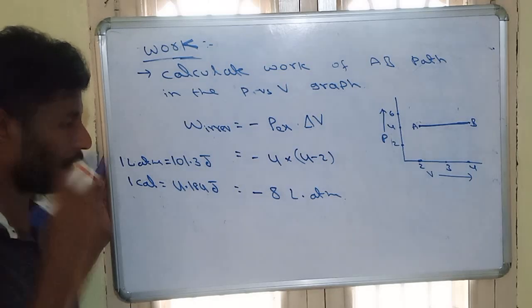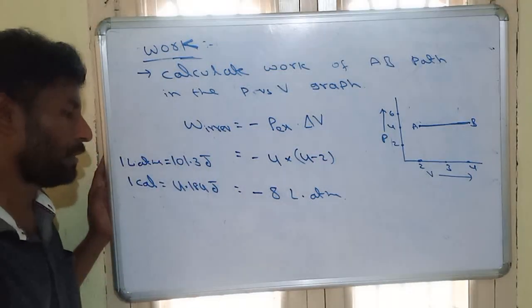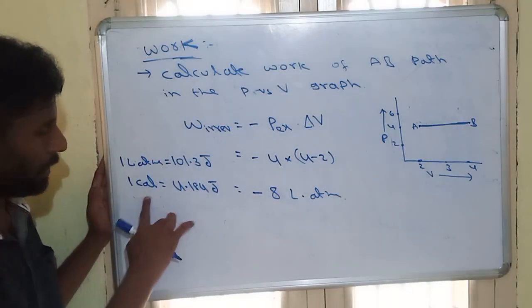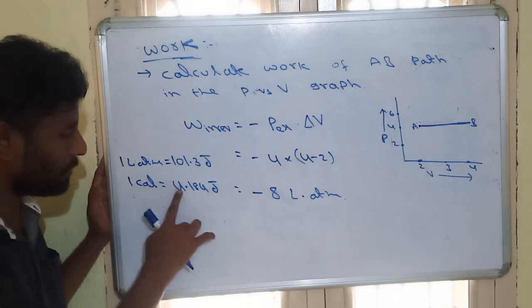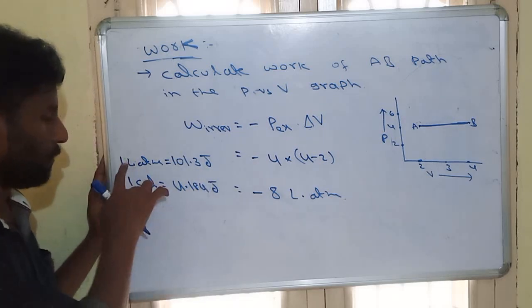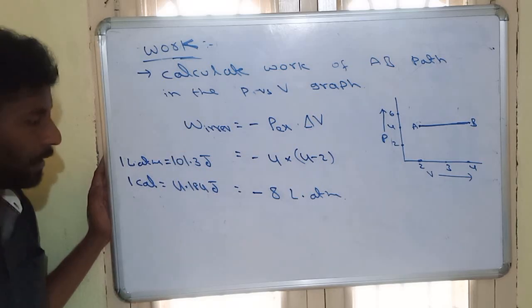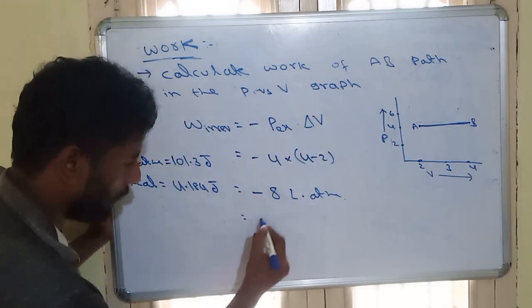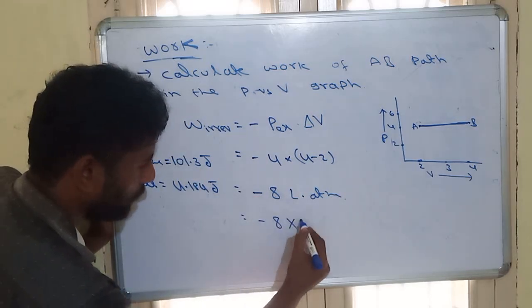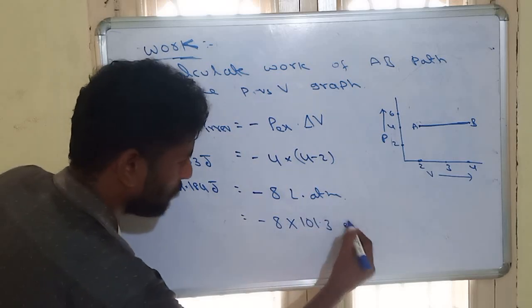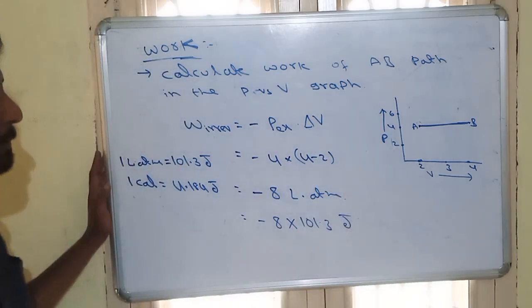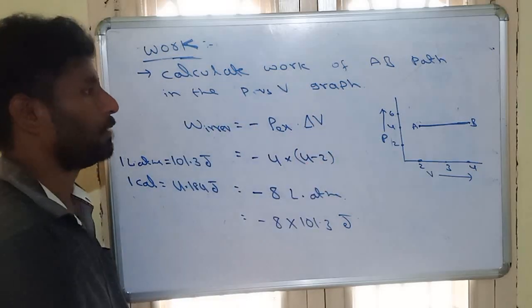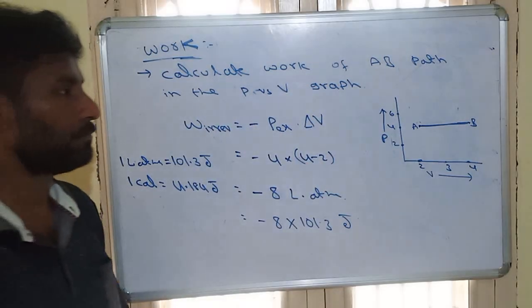So work or heat can be either in the form of joules or calories. Calories can be converted to joules: 1 calorie is equal to 4.184 joules, and 1 liter atmosphere is equal to 101.3 joules. So here minus 8 liters atmosphere means 8 into 101.3, and the units will be joules. So that is the calculation of work.